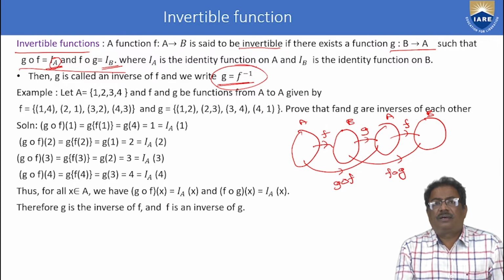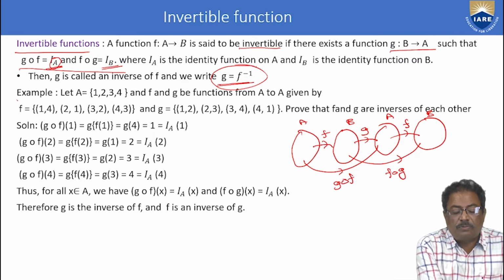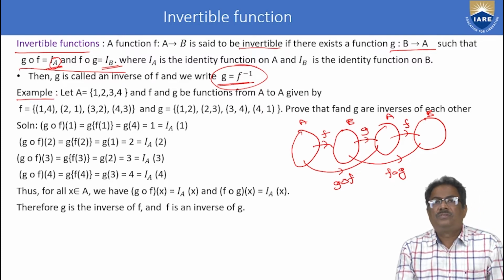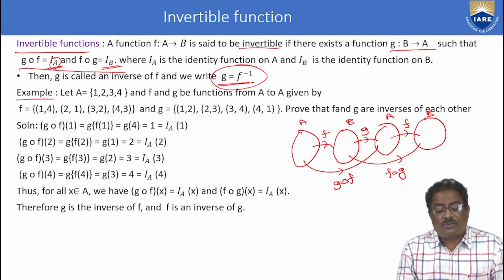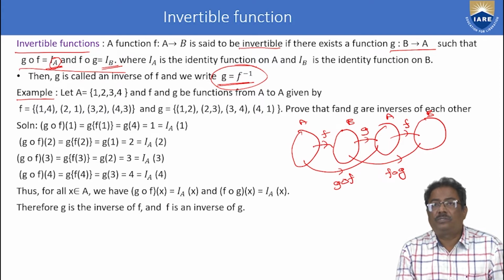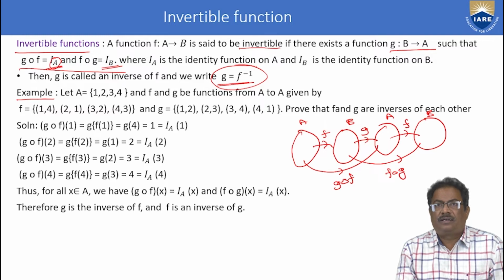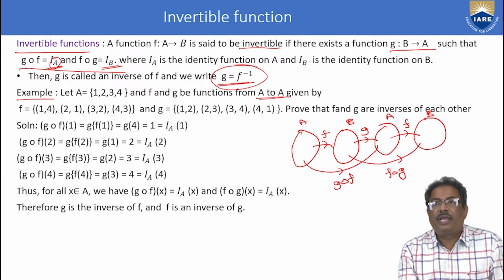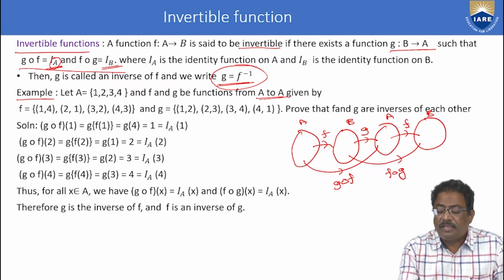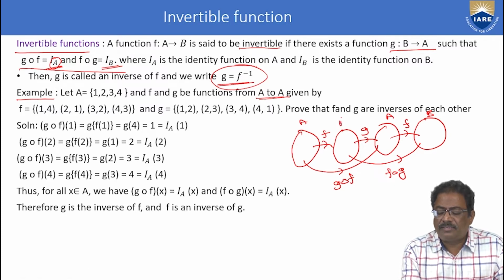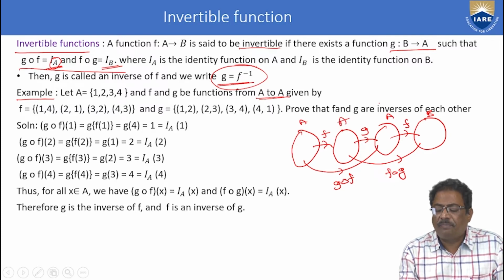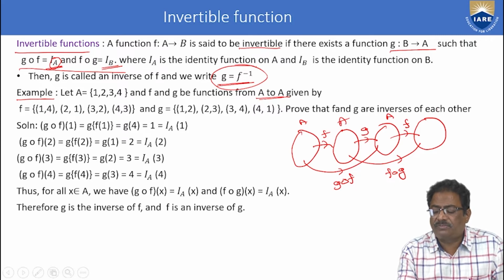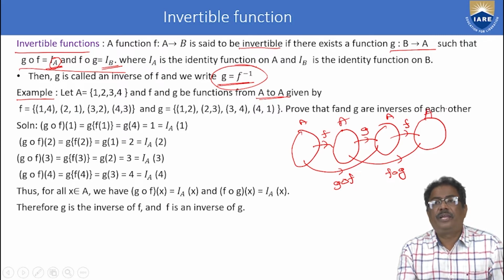Now let us concentrate on some examples. So here, first example, A equals {1, 2, 3, 4}. A set is given, and f and g are functions defined from A to A only. F is a function defined from A to A, and g is a function defined from A to A.